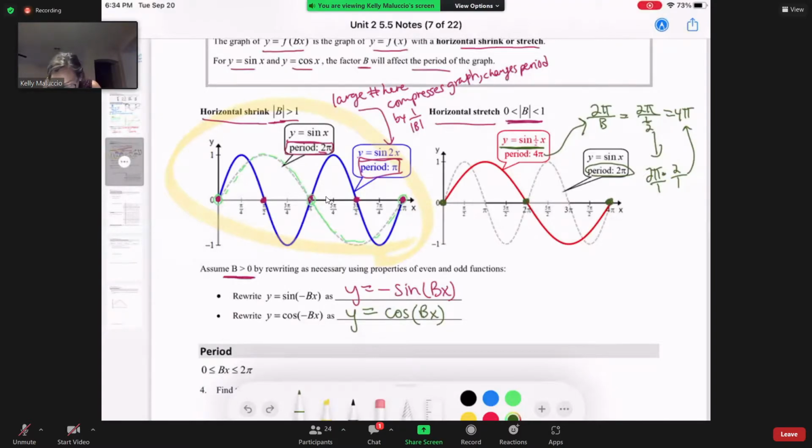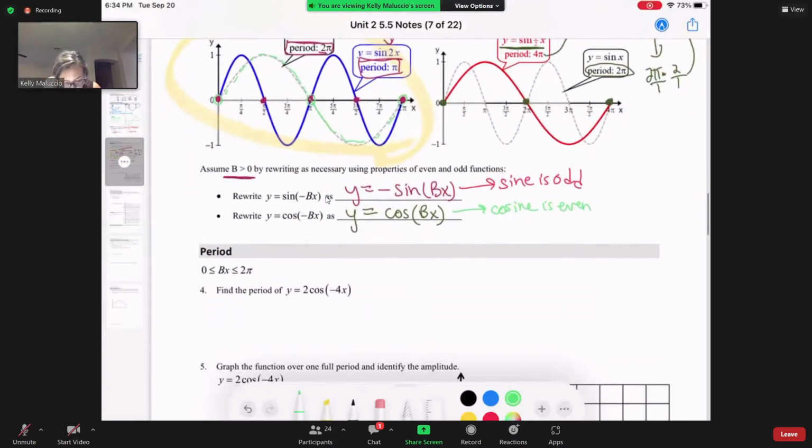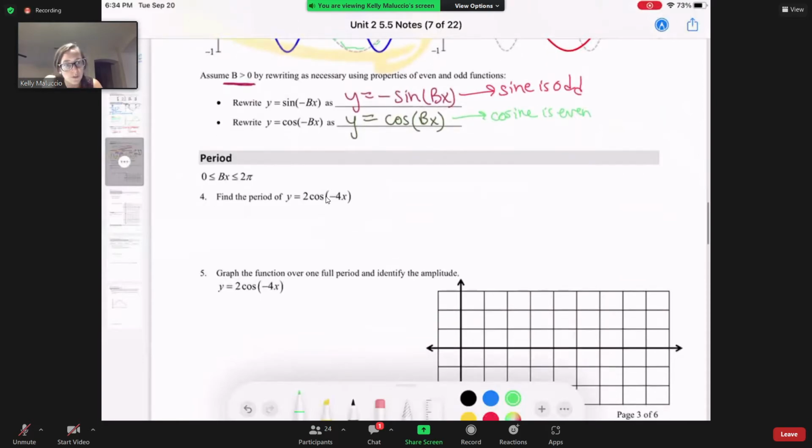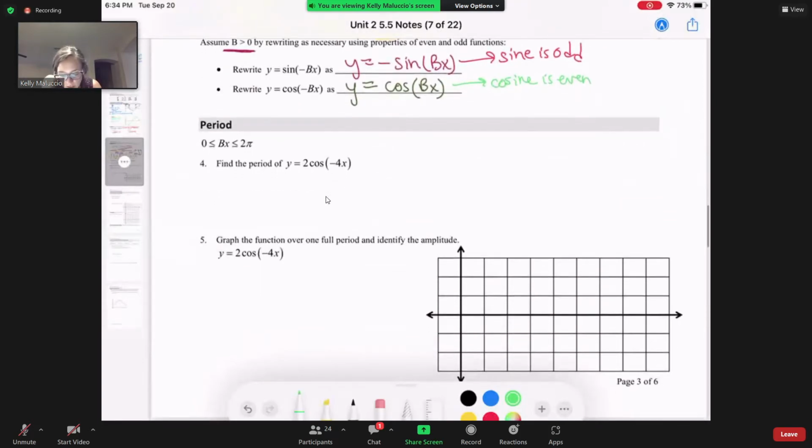And remember below here, we get these because sine is odd, and we get this because cosine is even. So maybe it'll help if we look at some examples. Okay, so just to make this easier on us, we're going to assume our period is going to go like our original period. Well, this is always true, I guess.